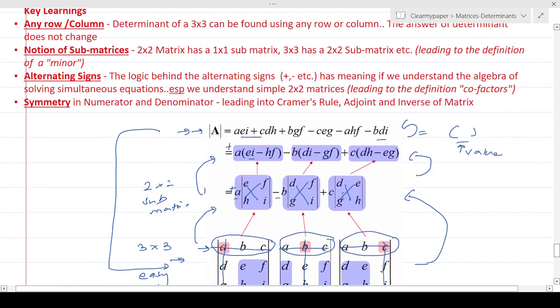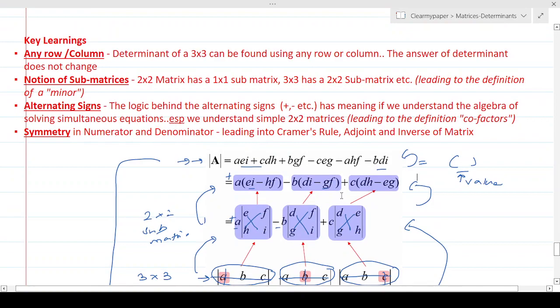Pretty much that was the objective of this video, and I'll just summarize the key learnings. For finding a determinant of a 3 by 3 matrix, you can choose any row or any column. It does not matter. The answer does not change, and the answer should not be 0 if the solution has to exist. The notion of submatrix, which is what I explained: you form a submatrix or a scale down, and then you give it the effect of multiplying by the scalar. That kind of leads to a definition of something called a minor.